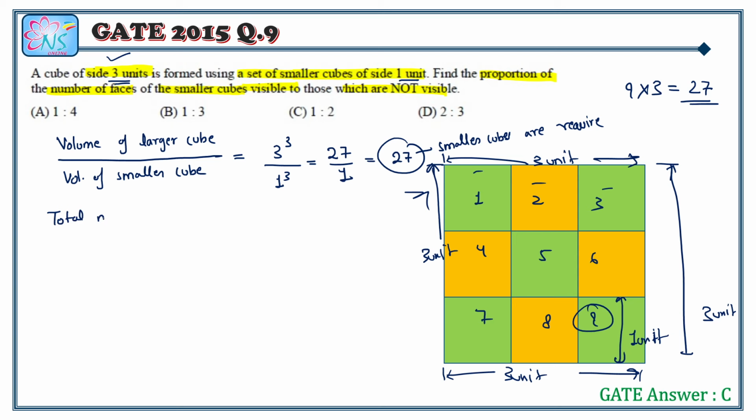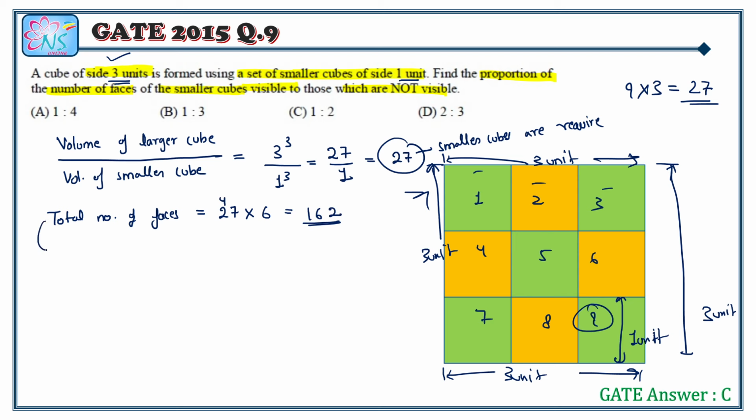So total number of faces will be equal to... you know that for one cube there are total 6 faces. So for 27 cubes there will be 27 times 6. Okay, that will be equal to 162. So there are total 162 faces.